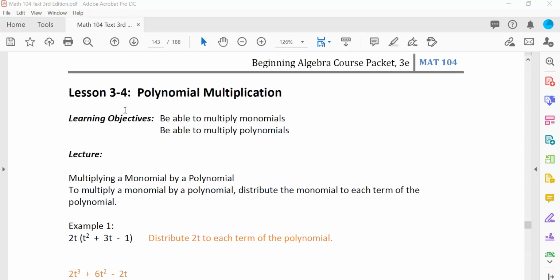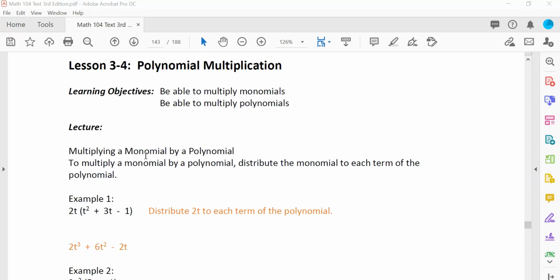All right, in lesson 3.4, we're going to talk about polynomial multiplication. We're going to start with doing monomials times polynomials, and then we're going to move up to do polynomial times polynomial. Now, let's start with the monomial case. Remember, monomial just means that there's one term.